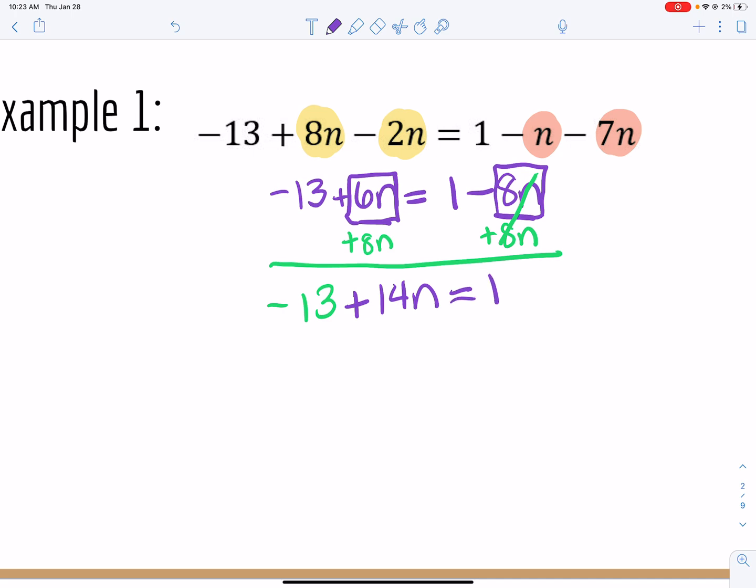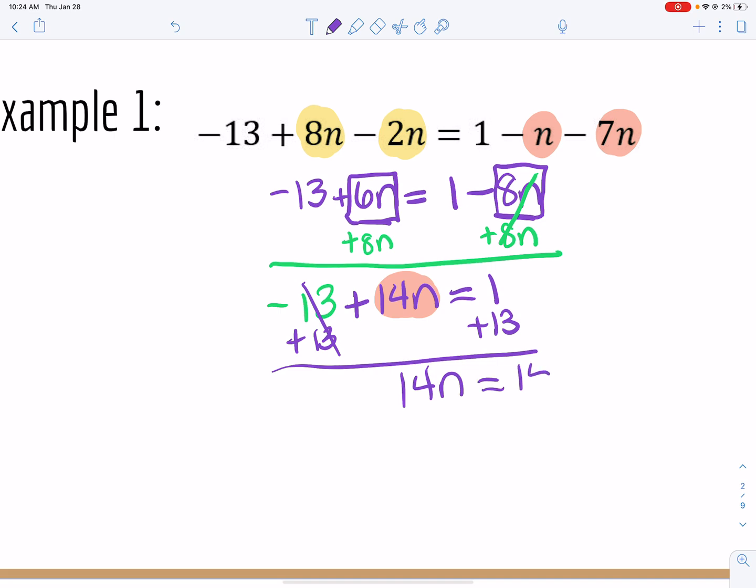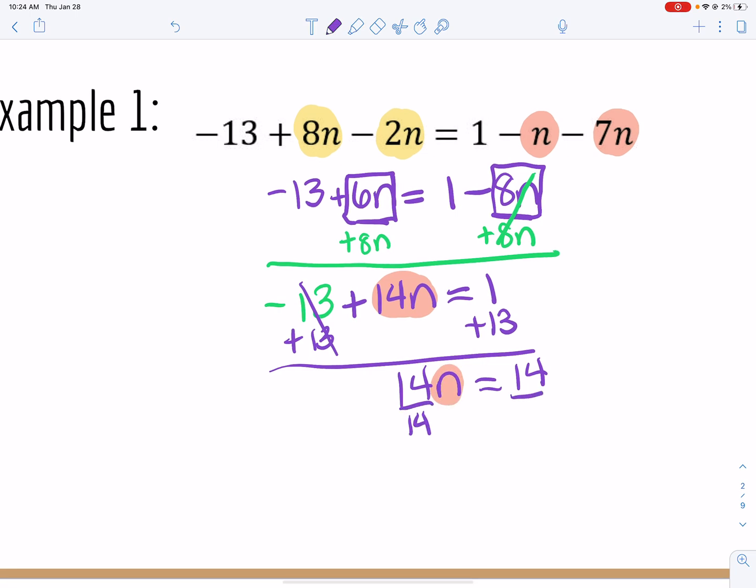So now that I have my variables on the left side, I'm going to add 13 to get my numbers on the right side. So if I add 13, that cancels, and I get 14n equals 14. And so now I need to solve just for the n. So I know 14 n's are worth 14. So how much is each n worth? Well, each n is worth 1. So my answer on this is 1.